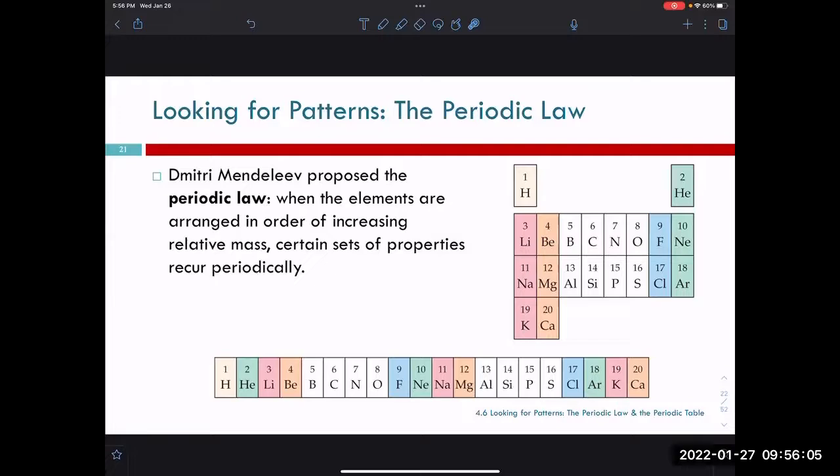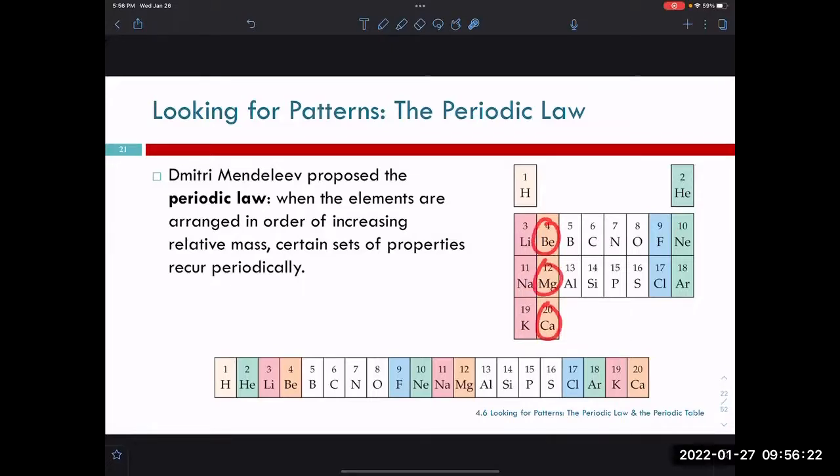And when you arrange them in this way, this is one of the periodic law patterns, that hydrogen, lithium, sodium, potassium all form +1 charges as their predominant charge.